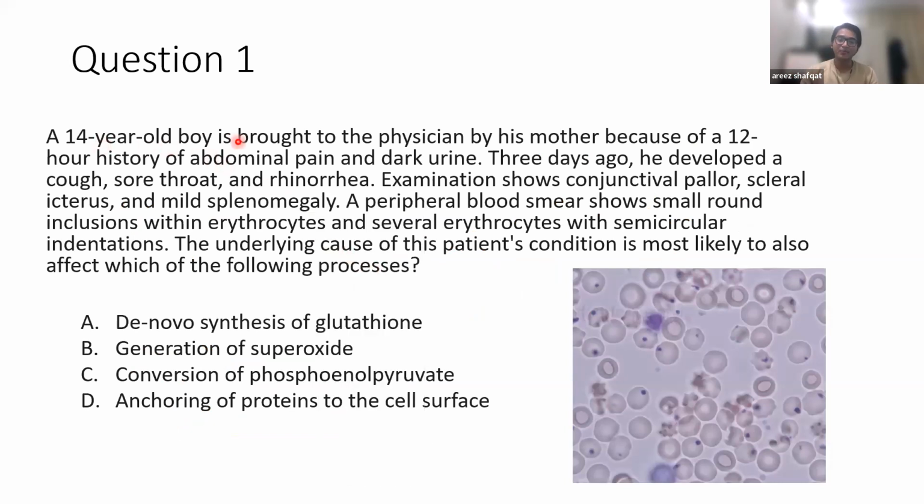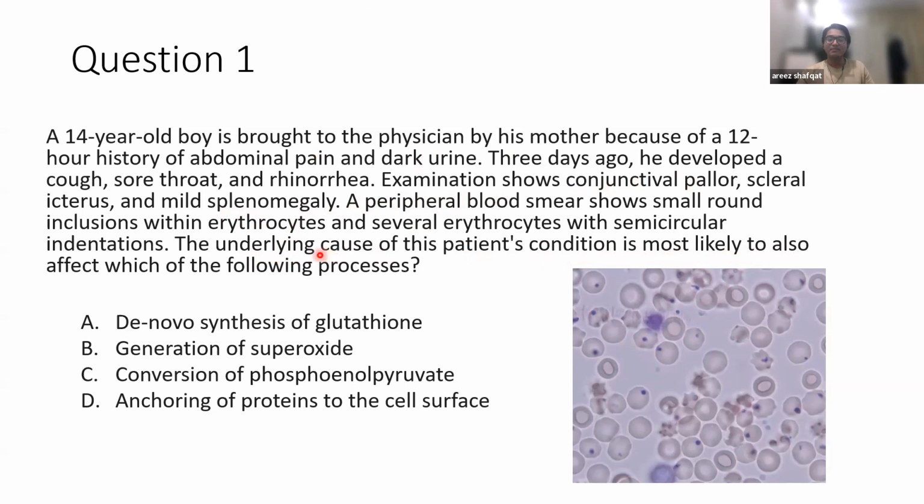So this is a 14-year-old boy who was brought to the physician by his mother because of a 12-hour history of abdominal pain and dark urine. 3 days ago, he had a cold. Examination shows jaundice and splenomegaly, enlargement of the spleen, and pallor. A peripheral blood smear, which is when they look at the blood under a microscope, shows inclusions within erythrocytes like this one, right? The underlying cause of this patient's condition is most likely to also affect which of the following processes. He has G6PD deficiency, but you have to be careful while answering this question, right?